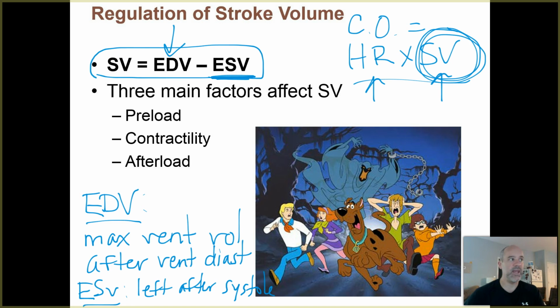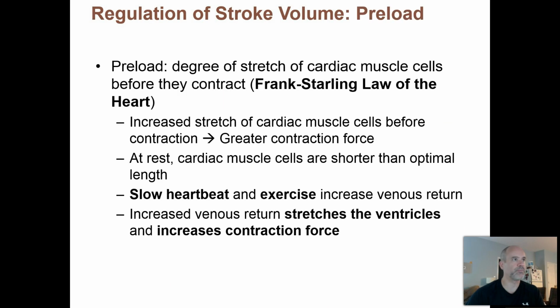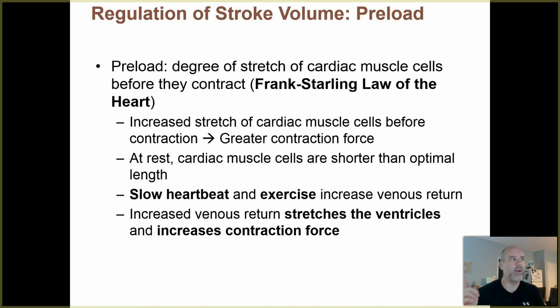All right, so this SV value can be affected by three things, which we're going to talk about. One of these is called preload. One of them is called contractility, and that's how forcefully the ventricles are contracting, which makes sense. And then afterload, we'll talk about what that means as well. What do we mean by preload? Preload refers to how much blood volume is filling those ventricles before the ventricles actually contract. Really more specifically, it's referring to how much the cardiac muscle cells get stretched before they contract, in your ventricles.